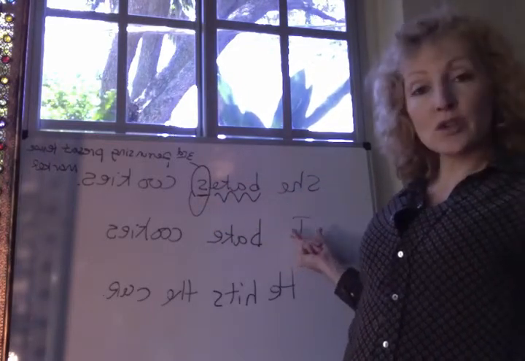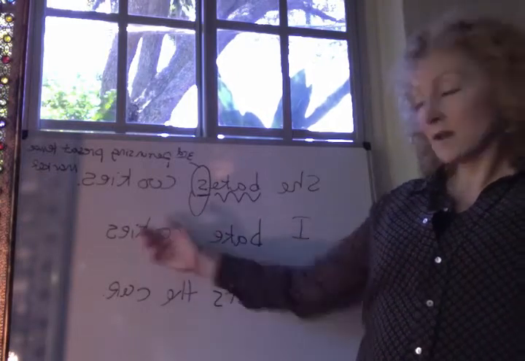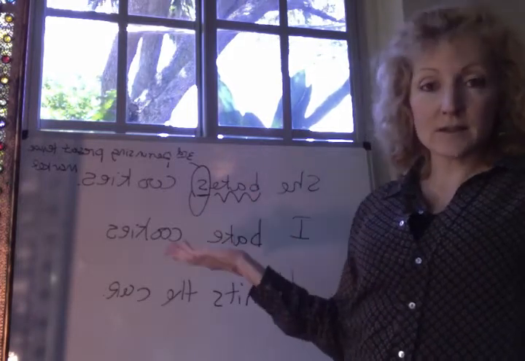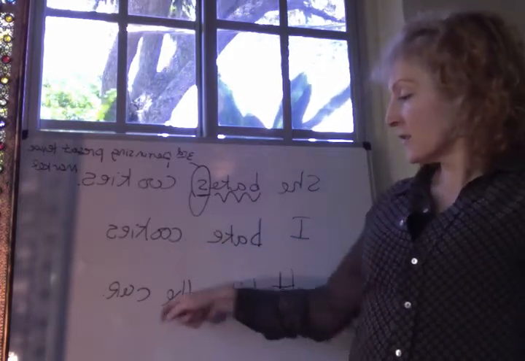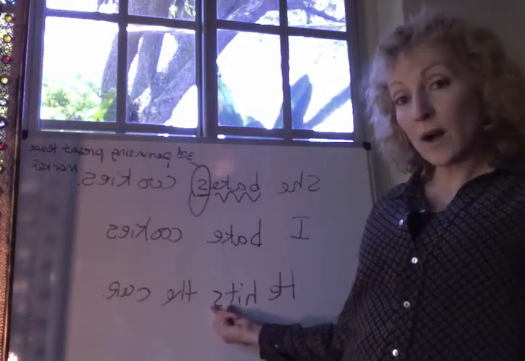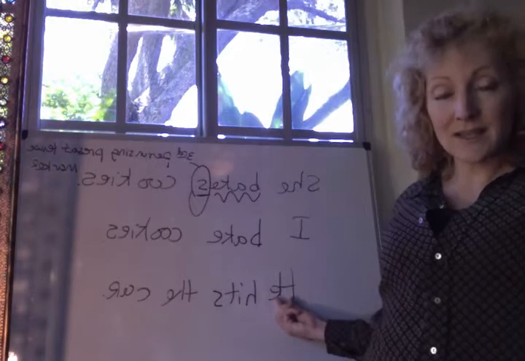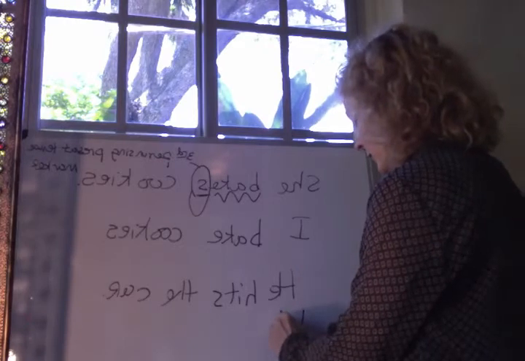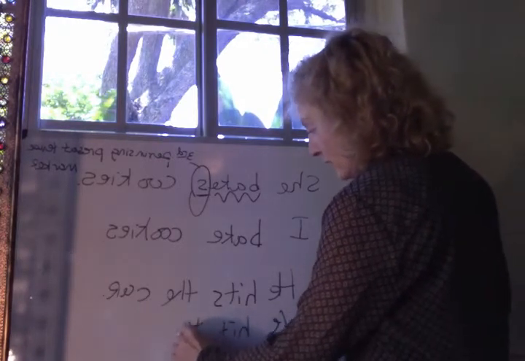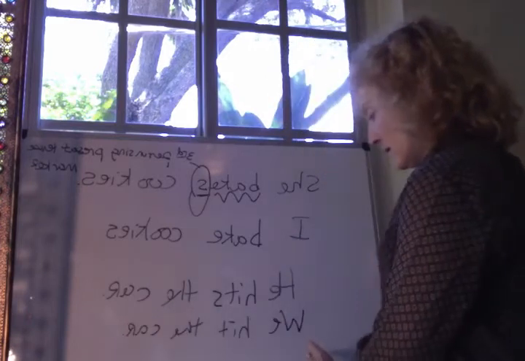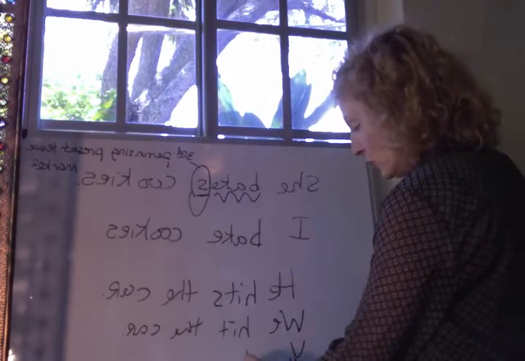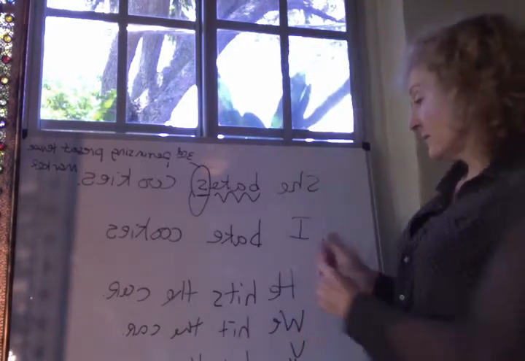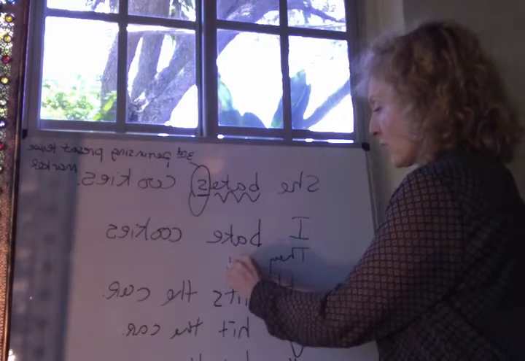If you switch the subject to I bake cookies. Notice that there's no more S here, right? I bake cookies. We wouldn't say I bakes cookies. He hits the car. Now we have the S. Why? Because you have he, third person singular present tense. If we switch to we hit the car. Or you hit the car. Or they hit the car.